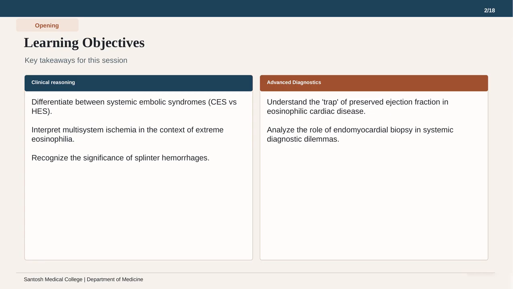Moving to the right column, we will tackle advanced diagnostics. You will learn to avoid the common trap of a preserved ejection fraction in eosinophilic cardiac disease. Finally, we will analyze the critical role of an endomyocardial biopsy in solving systemic diagnostic dilemmas. Let us look at how we will structure this interactive case study.